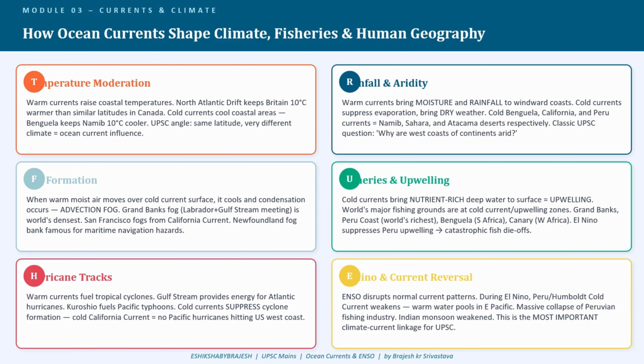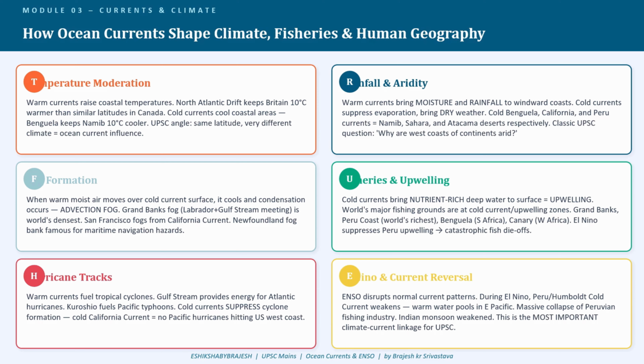6 critical effects of ocean currents. Let us go through each one as a clear cause and effect relationship. Effect 1: Temperature moderation. Warm currents raise temperatures of the coasts they flow past by as much as 10 degrees Celsius compared to the same latitude inland or on the opposite coast.